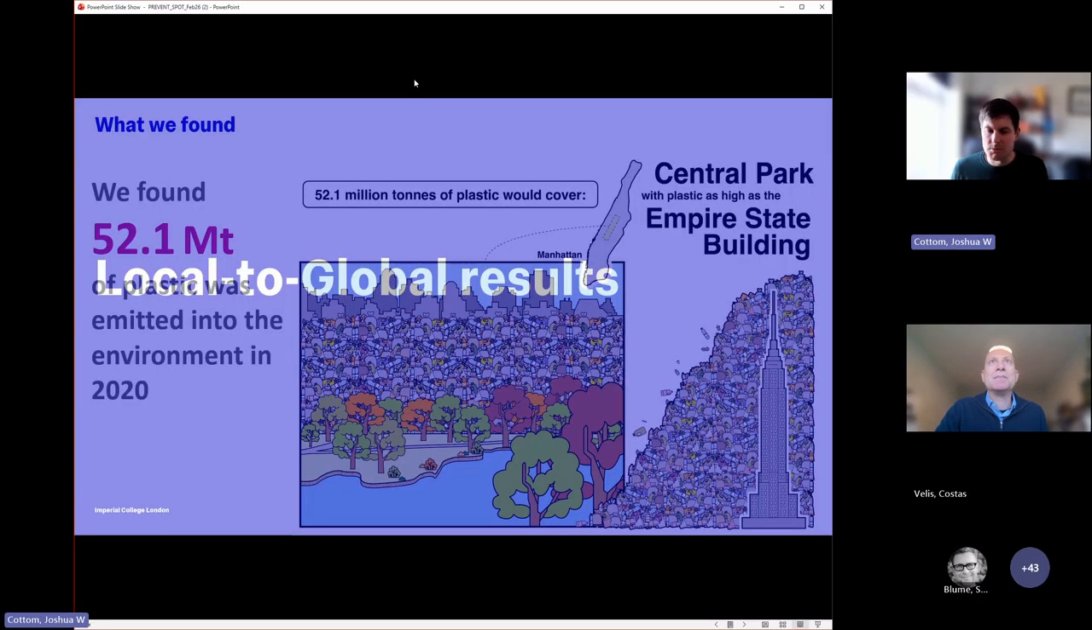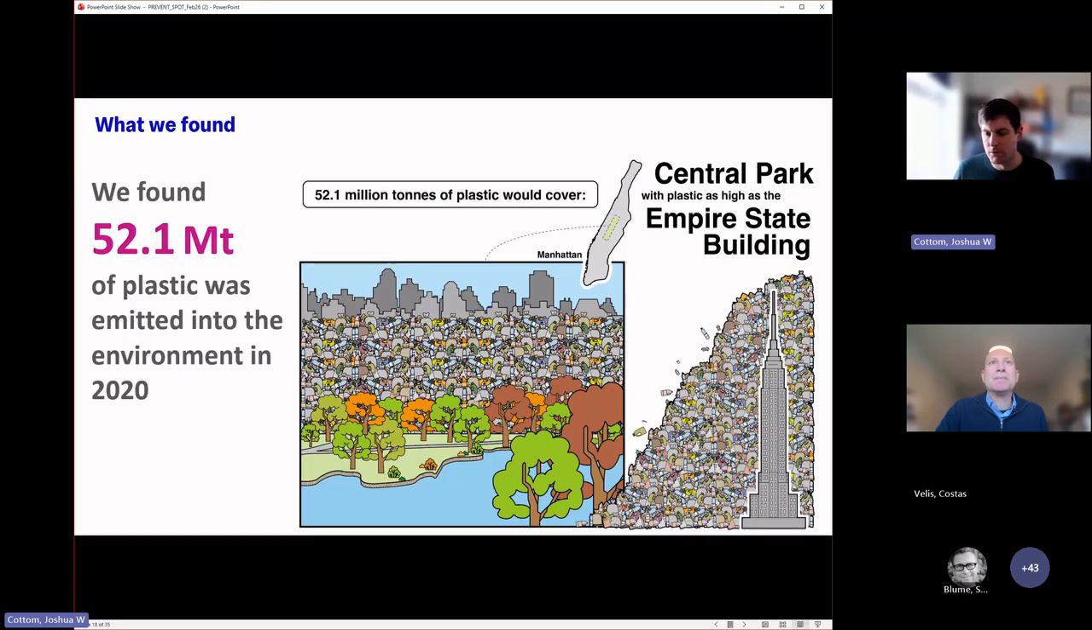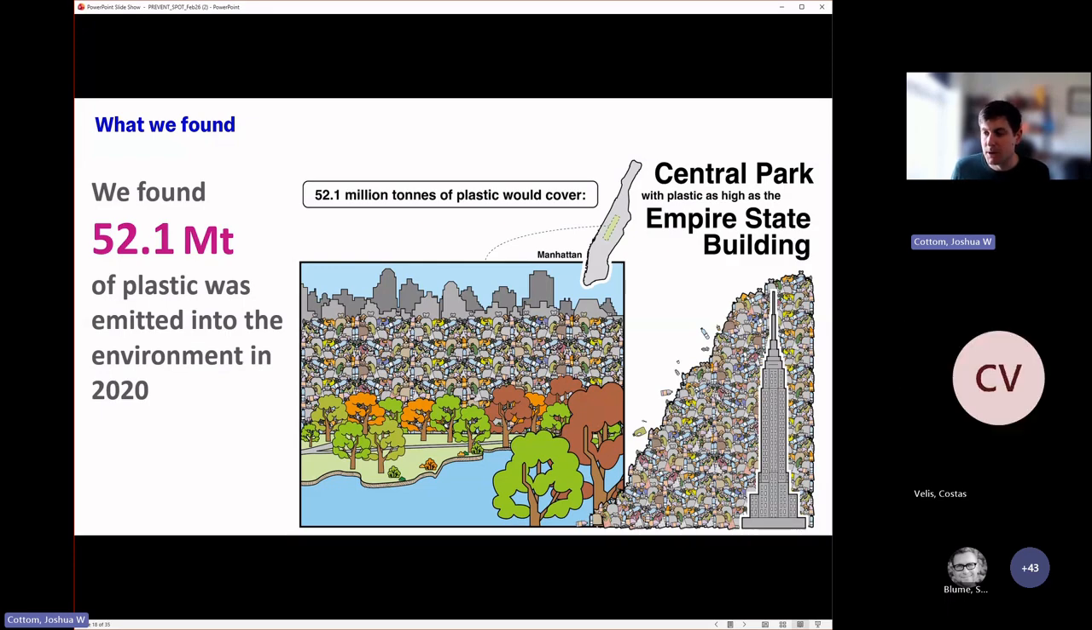In terms of a very quick overview of the results, we found that 52.1 million metric tons of plastic was emitted into the environment in 2020. So this is an awfully high amount. To give you some context of what that would look like, if we were to pile this up in Central Park in Manhattan, it would tower as high as the Empire State Building. So a huge amount of plastic, and that is just from one year. This is being released every single year.